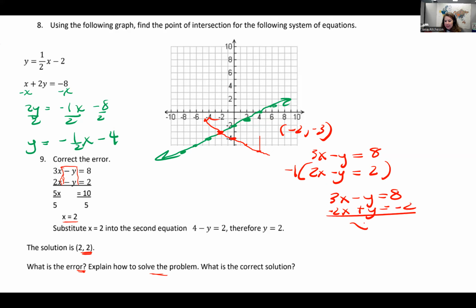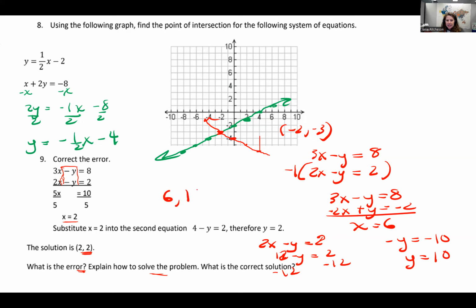And now I have x is equal to 6. When I plug in 6 for x into the second equation, I'm going to multiply 2 times 6. 2 times 6 is 12 minus y equals 2. Wish I could write well. When I subtract 12 from both sides, I get -y equals -10. So that means positive y would equal positive 10. So my solution is (6, 10). (6, 10). All righty.